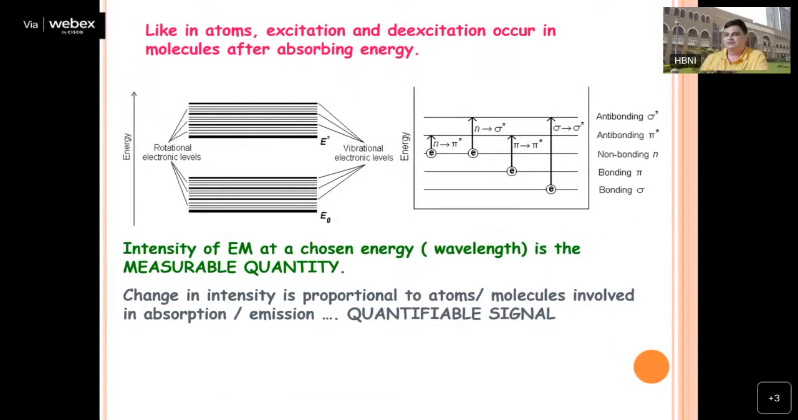And see, what we discussed up to now is like an atom. Similarly, in the case of molecules, excitation and de-excitation occur after absorbing energies. There are various movements of electrons, basically from bonding or antibonding orbitals, and because of these changes, the intensity coming out is proportional to the atoms or molecules involved in this absorption and emission spectrum, and these are basically quantifiable signals.